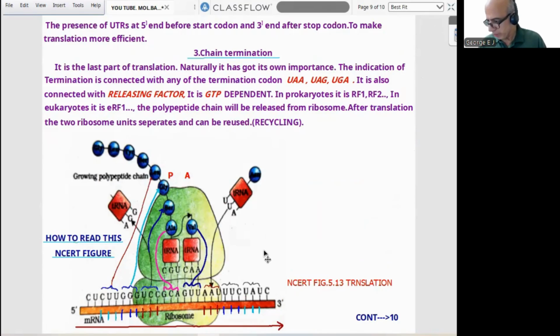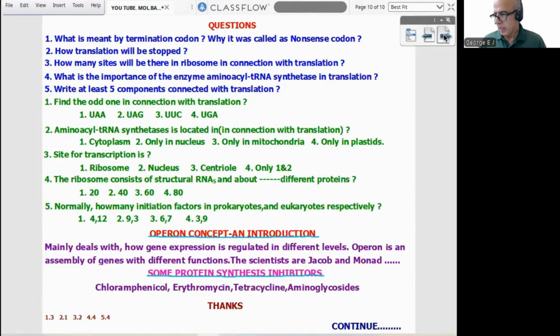This diagram, how we have to start with these 2. Okay, GCA alanine, GUU valine. This way you have to start. Then here AU. Then this one, this one, this one. That way it proceeds. After this, 5 theory questions, 5 NEET model questions, then Operon concept introduction, then protein synthesis inhibitors, mainly antibiotics. The remaining part will continue in 2 episodes.